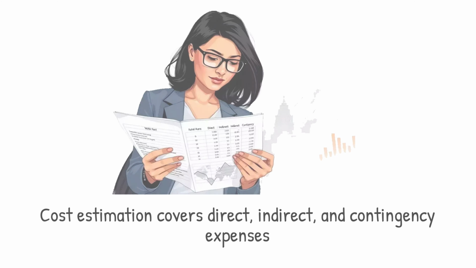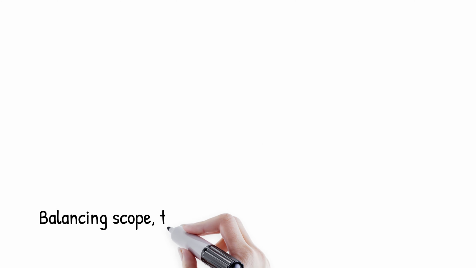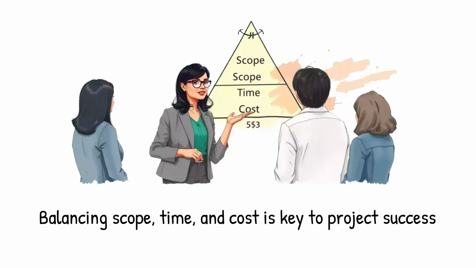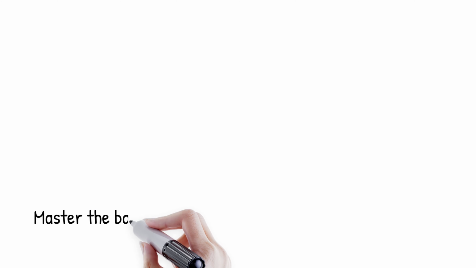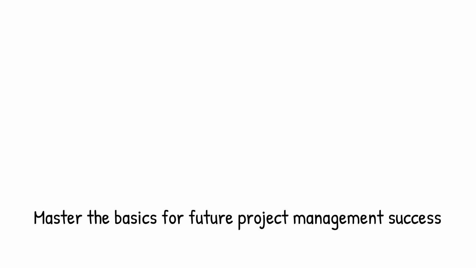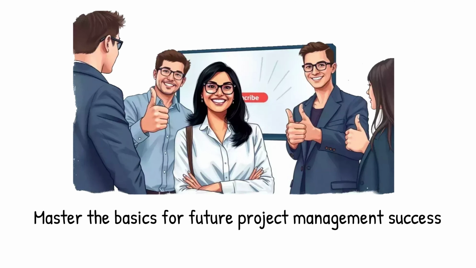In summary, the three main components that define a project, scope, time, and cost, are interconnected and equally vital. Mastering the balance among them requires careful planning, constant monitoring, and proactive management. By doing so, you'll not only complete projects successfully, but also build a foundation for future project management success.